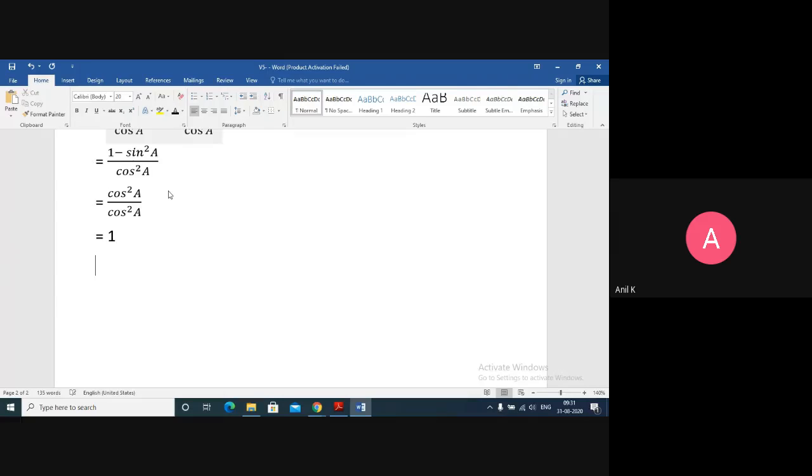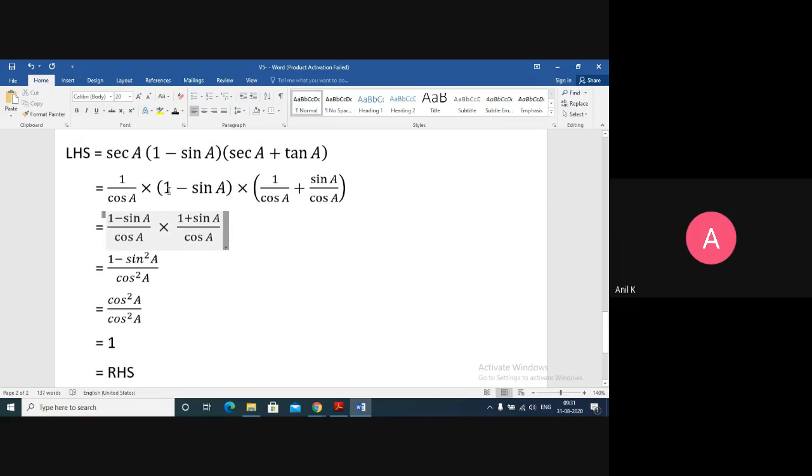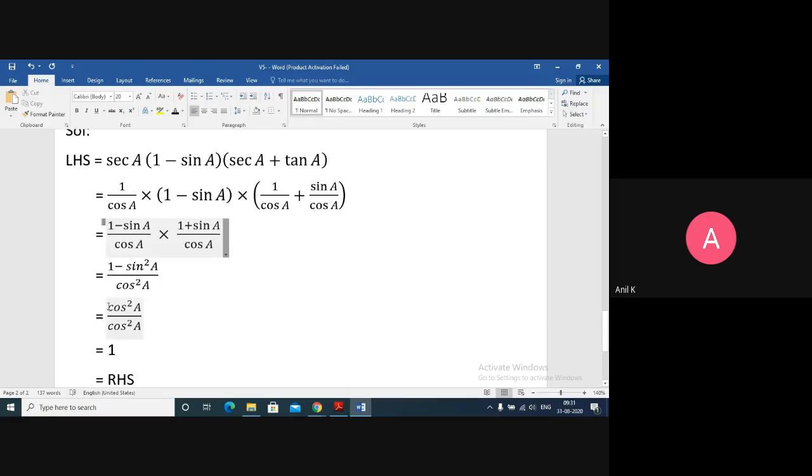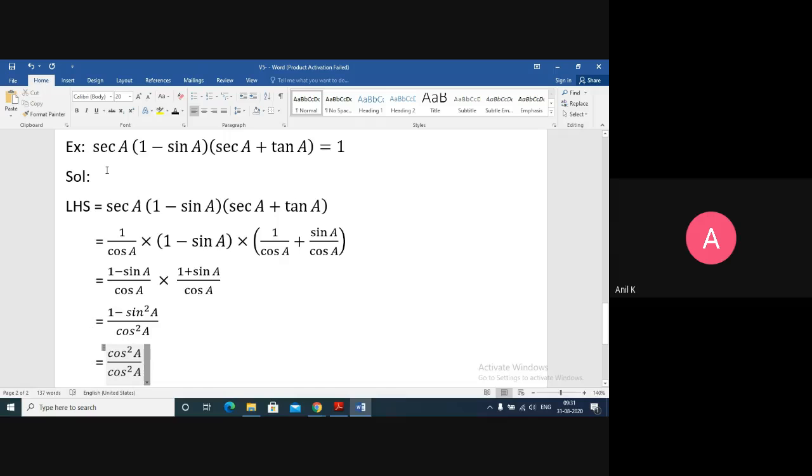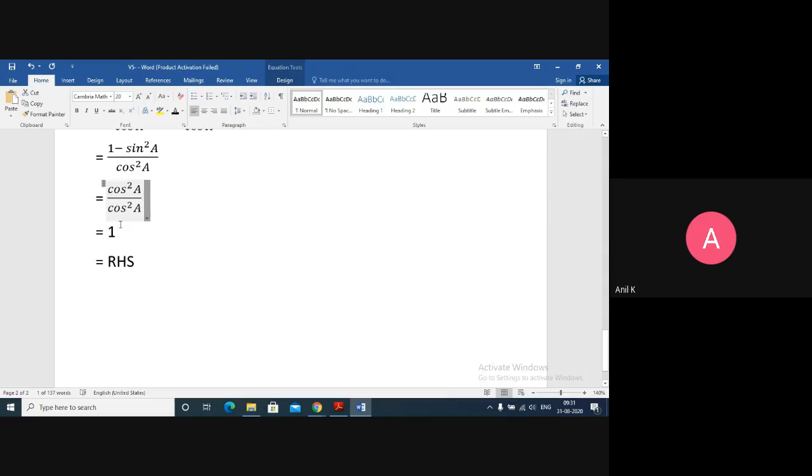Okay, so which is equals to LHS, right hand side. So left hand side equals to right hand side. LHS equals to RHS. That's what they have to do, right? They have to prove this entire answer will be equals to 1. So we got the entire answer as 1.